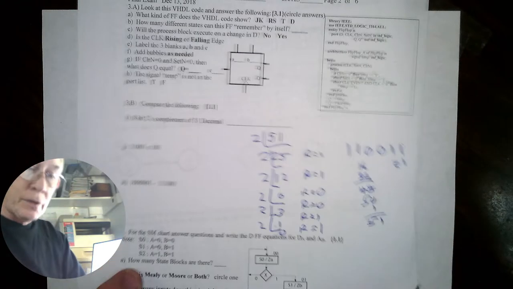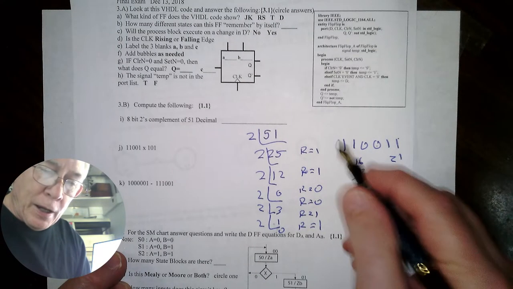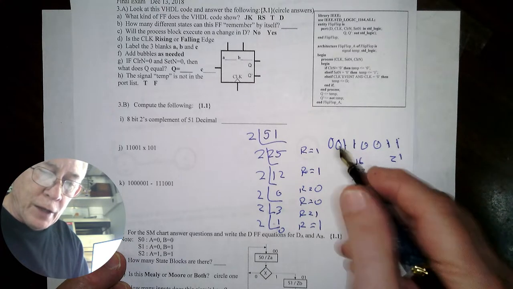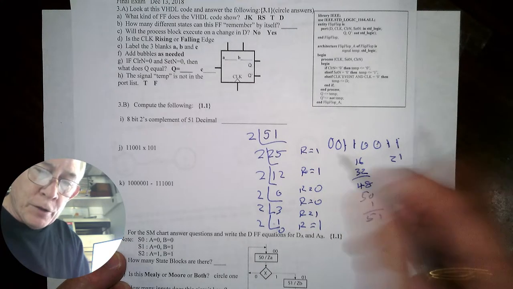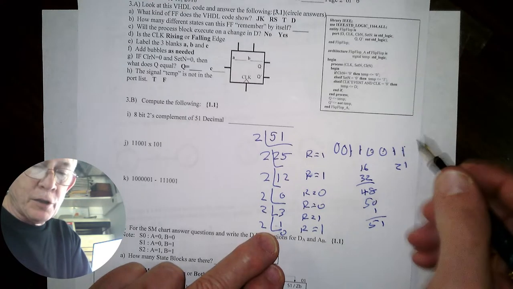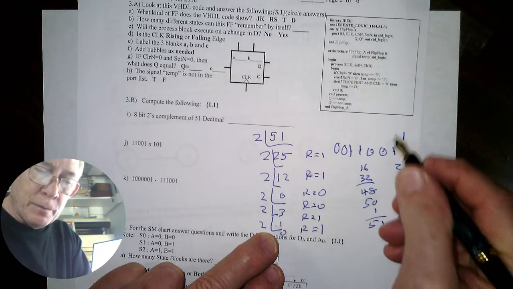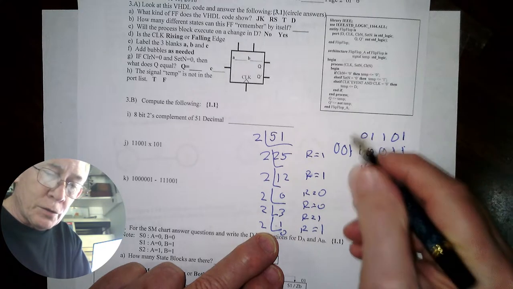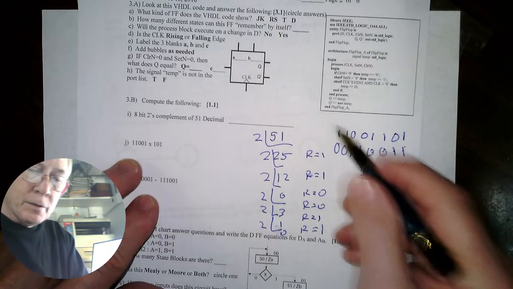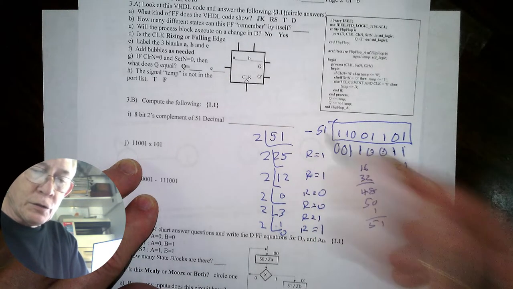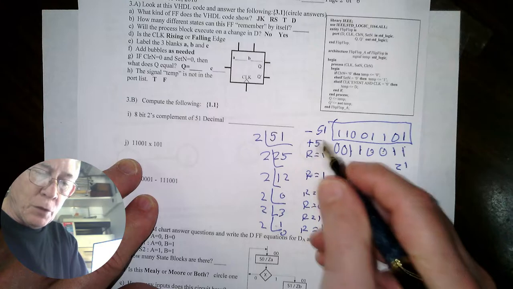Okay, so that checks. And then you have to pad out 1, 2, 3, 4, 5, 6, 7, 8 bits, and now you can invert it. So you start from the right, copy bits till you get to the first one, copy that as well, and then invert every other bit. 0, 1, 1, 0, 0, 1, 1. And this equals minus 51 in 2's complement. This equals plus 51 in 2's complement.